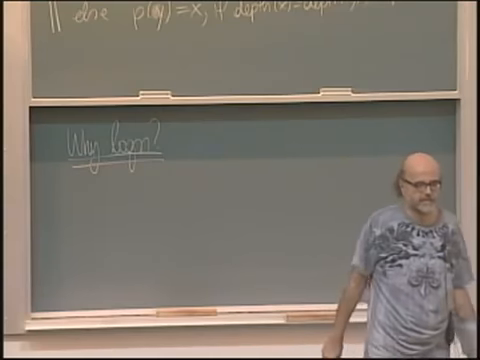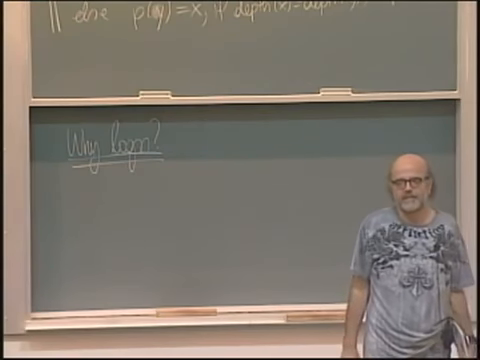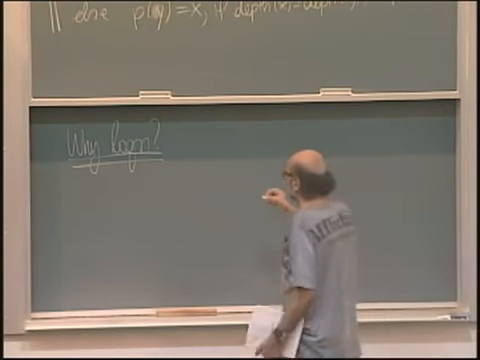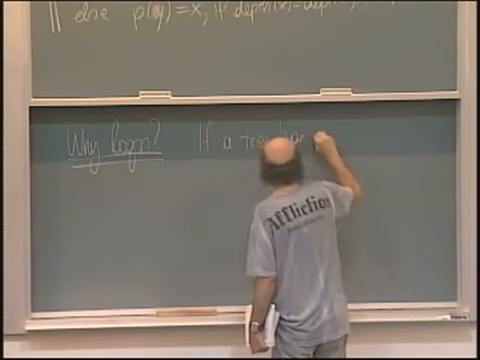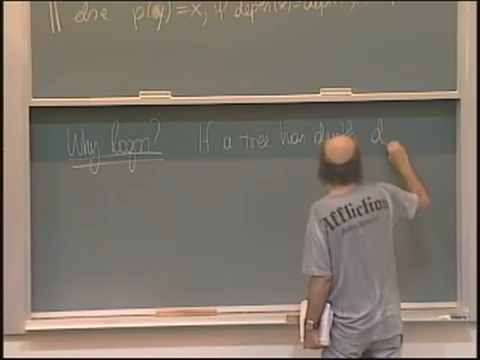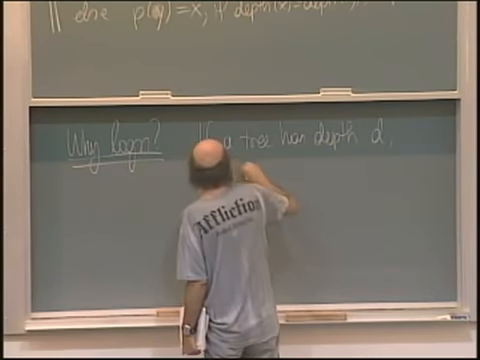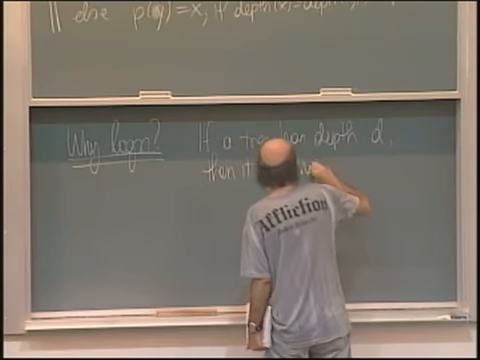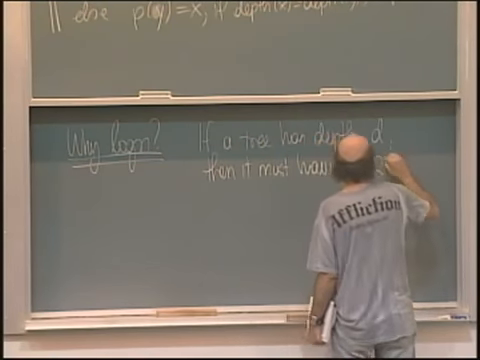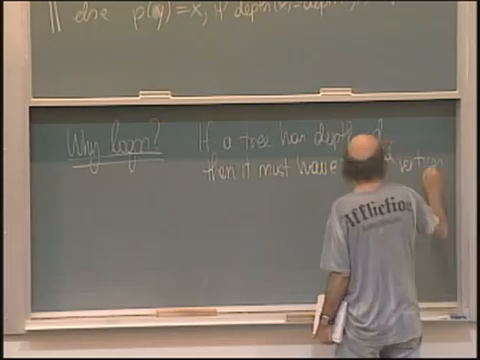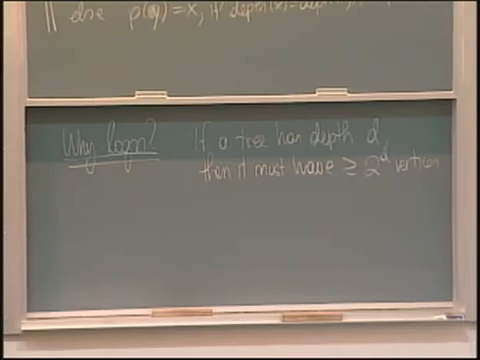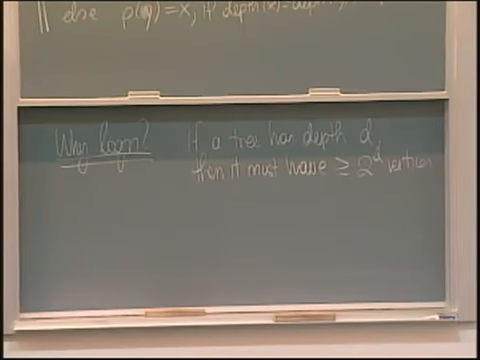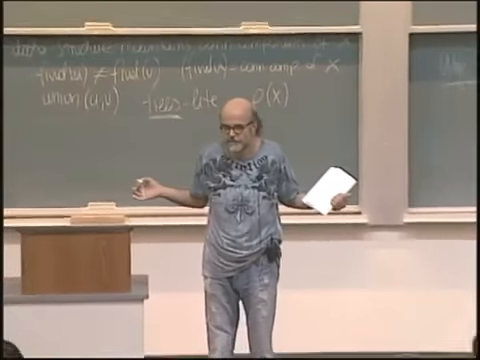Okay, here is y log n. Anybody can tell me why log n? Because if a tree has depth d, then it must have at least 2 to the d vertices. Right? If I prove this, I've proved it. Because d then cannot be bigger than log n, because I only have n vertices. Right?